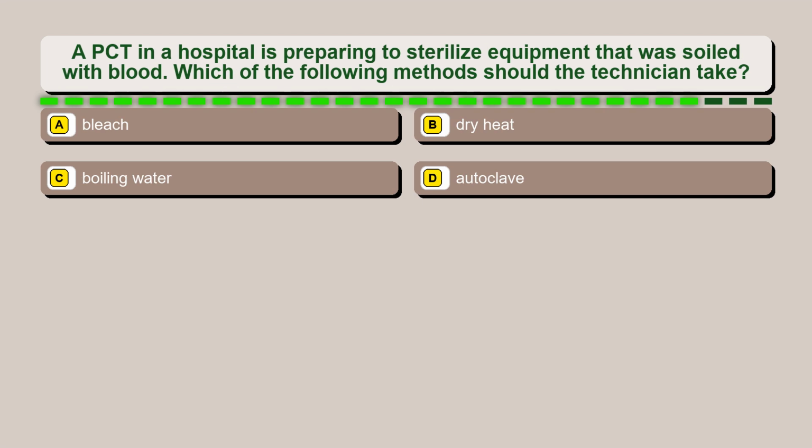Question 12. A PCT in a hospital is preparing to sterilize equipment that was soiled with blood. Which of the following methods should the technician take? Option A, bleach. Option B, dry heat. Option C, boiling water. Option D, autoclave.